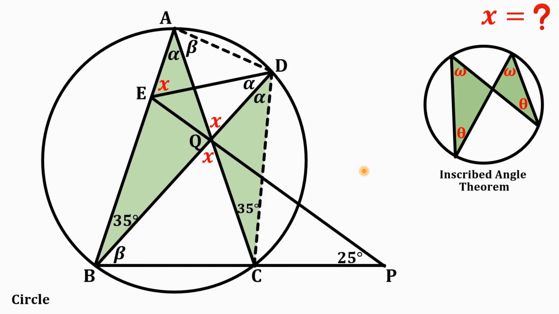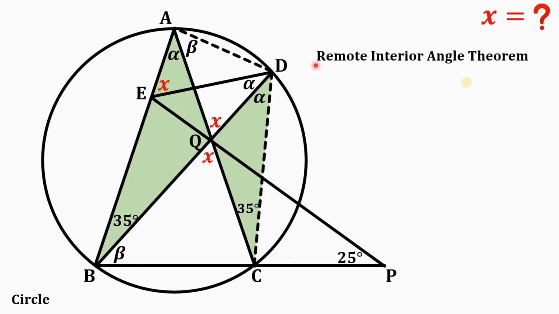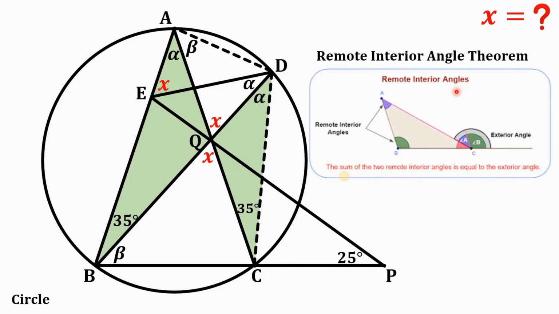Now, let's have another concept. And this concept is the remote interior angle theorem. The sum of two remote interior angles in a triangle is equal to the exterior angle. So, they call it the remote interior angle theorem. In our figure, let's focus on this triangle. And take note, these are our remote interior angles, this alpha and beta. In short, this exterior angle is simply equal to the sum of alpha and beta. So this is just alpha plus beta.